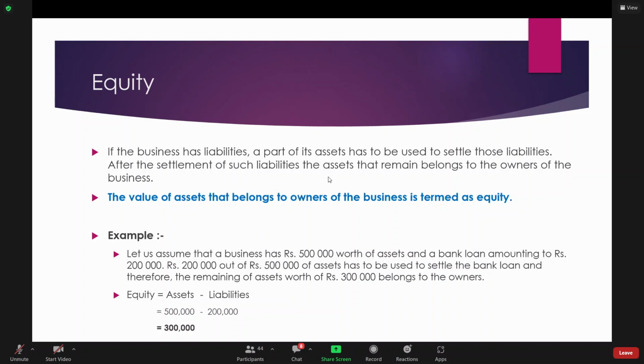So the business has 500,000 worth of assets, as well as 200,000 liabilities. Once the liabilities are settled using the assets, the remaining amount is the equity. In simple terms, equity is equal to assets minus liabilities. So the owner's equity here is 500,000 minus 200,000, which is 300,000. That is owner's equity, or equity.